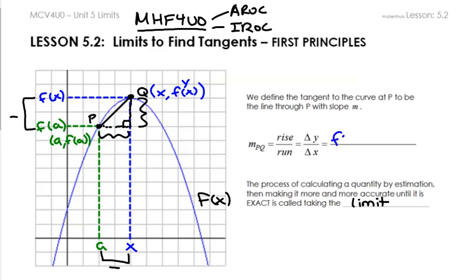We're going to go y2 minus y1, x2 minus x1. That's just a general slope formula.